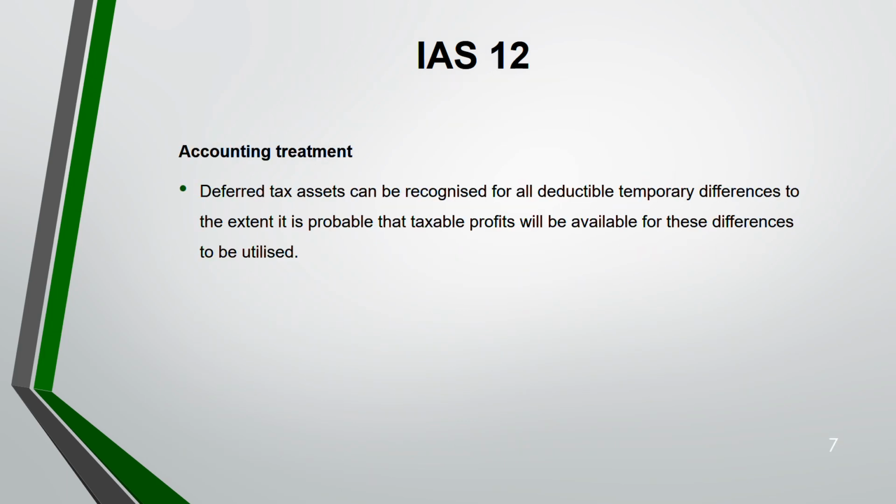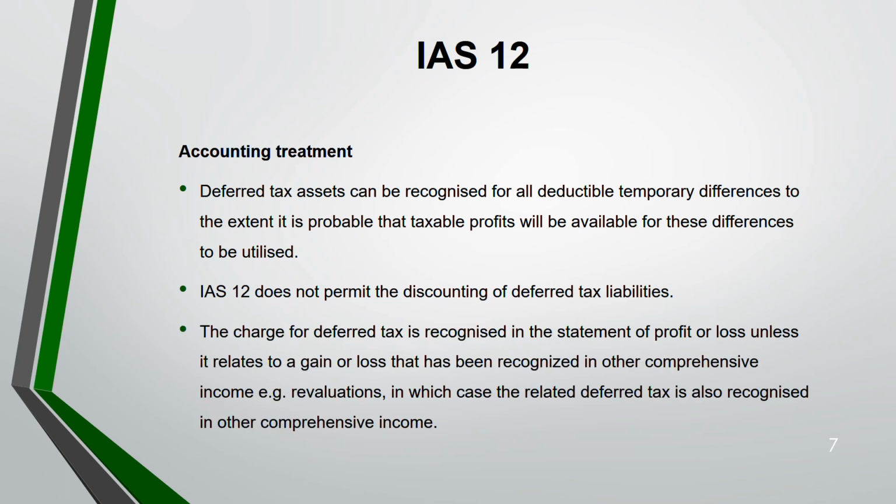Now, the accounting treatment. Once you have decided whether it's a deferred tax asset or a deferred tax liability, a deferred tax asset will be recognized on all deductible temporary differences, but only to the extent that it is probable that taxable profit will be available in the future. Because if taxable profit is available in the future, you can utilize those losses against the taxable profit. Next, IAS 12 does not permit the discounting of deferred tax liability because it's very complex.